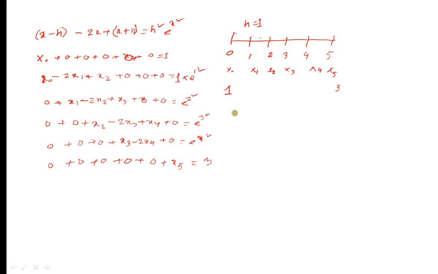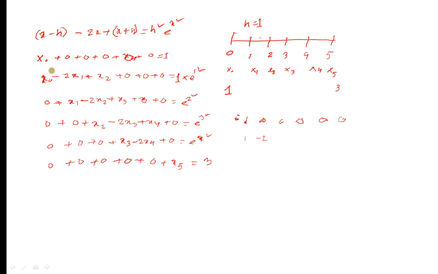For x naught equal to 1, the other points should be 0, 0, 0, 0. So we have 6 grids, 1, 2, 3, 4, 5, and it should be 0 in order to have the coefficient of x naught 1. This should be minus 2 x naught at this point.